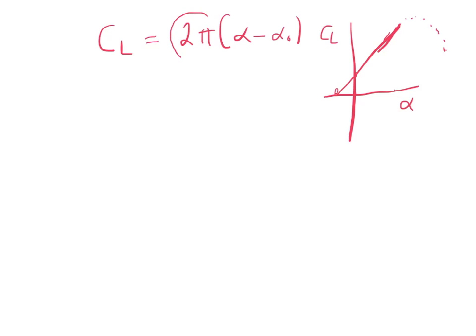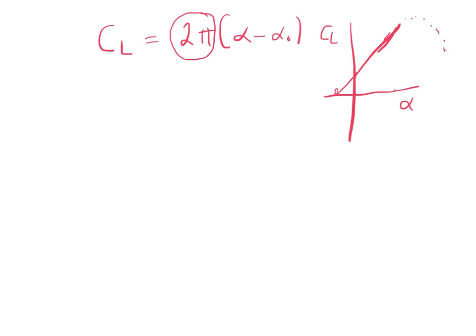Thin foil theory says that the lift curve slope is 2 pi for a 2D airfoil. So it's a nice way of very easily coming up with the lift slope for an airfoil. Of course, this doesn't take into account anything associated with the thickness of the airfoil and things like that, which will modify the lift curve slope slightly from 2 pi, but 2 pi is a good place to start.